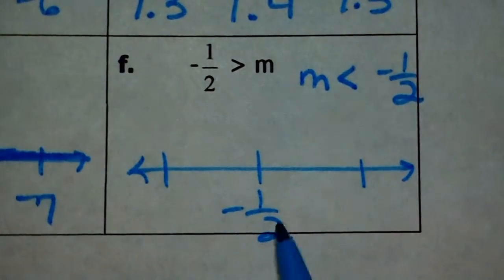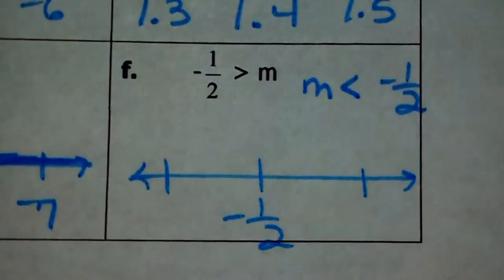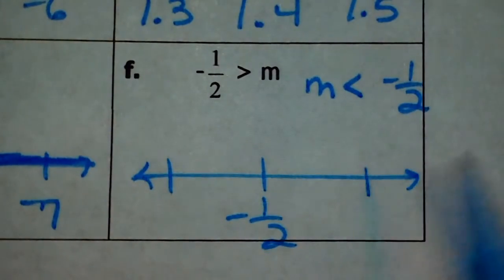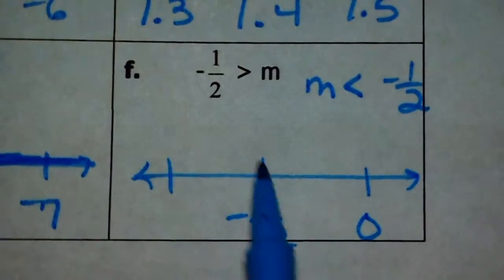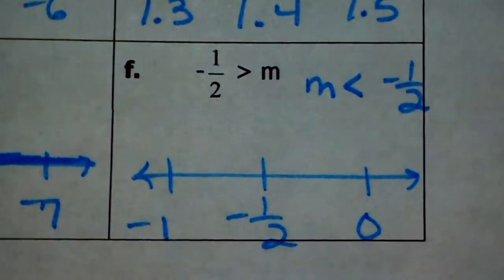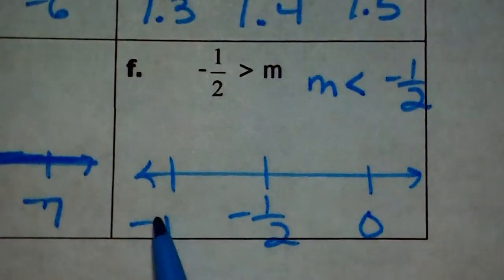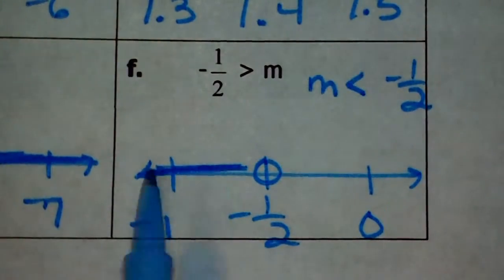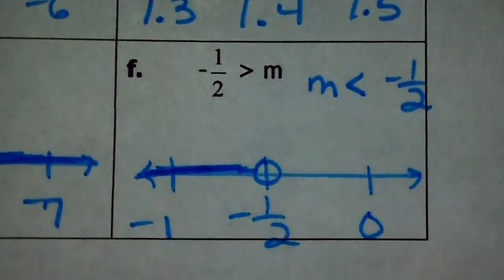If you're on a number line, and usually when I see negative 1/2, it makes me want to count by a half. So if I go to the right, I would end up at 0. If I go to the left, I would end up at negative 1. So these are equal increments. And if m is less than negative 1/2, it can't be negative 1/2. That means it's an open circle. And I'm going to shade to the left because m is less, and left is less. All right, turn your page.